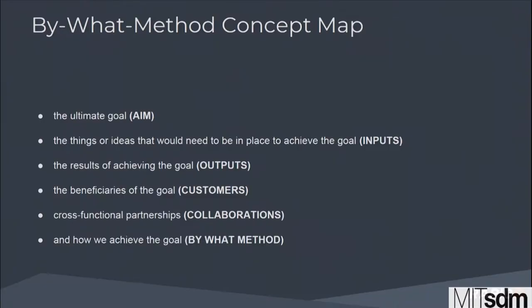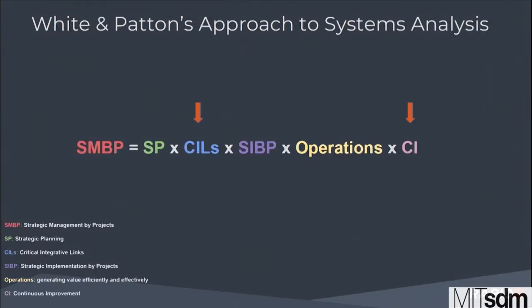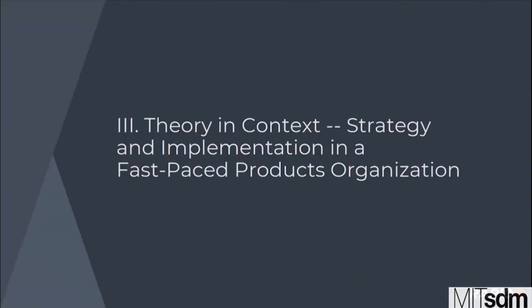So one of the things that we've done with our concept mapping is to help the team understand where the opportunities for collaboration are across the organization. And then, of course, how do we achieve it, by what method? One of the foundations that we used is this idea of strategic management by projects, these critical integrative links, and also looking at continuous improvement. Those were the two pieces that we pulled out to help them.